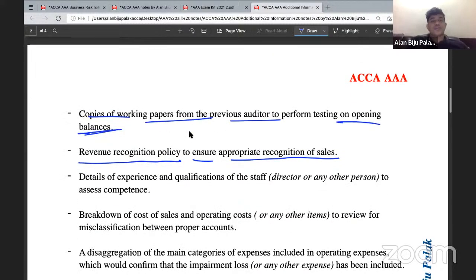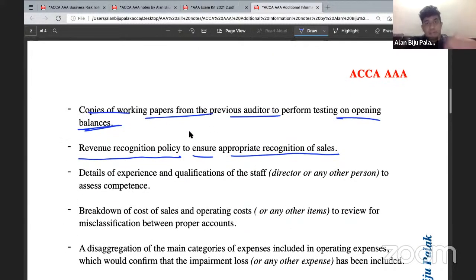Then you used to mention that if a finance director is newly appointed to the company, then the finance director might lack an adequate amount of experience, due to which there can be possibilities of an increased amount of mistakes in the financial statements. This is what you used to mention. And in that case, how can you ensure that? You can obtain the details of experience and qualification of the staff to assess their competence. So you will be asking for additional information.